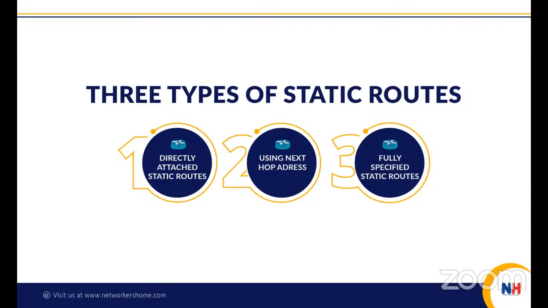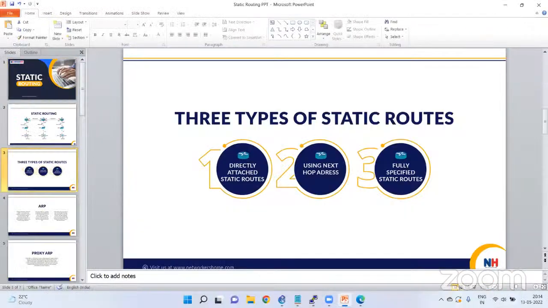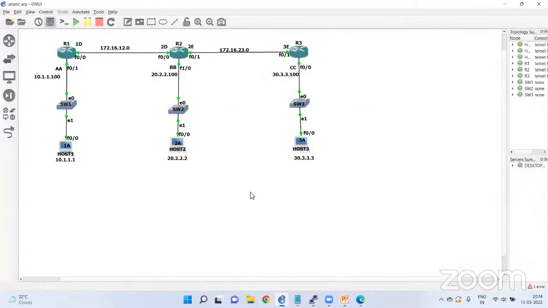When we are using a directly attached static route, where we mention the exit interface as my own gateway, then for going out to the destination it will follow the ARP procedure, and it is also going to follow the proxy ARP procedure. So understand here.